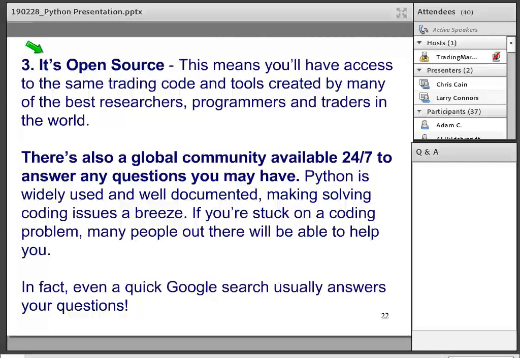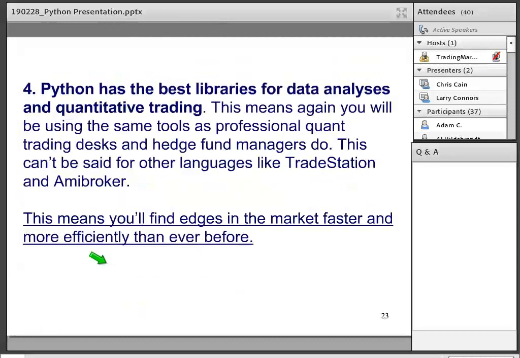This means you'll have access to the same trading code and tools created by many of the best researchers, programmers, and traders in the world. There's a global community available 24/7 to answer any questions you may have. So Python is widely used, it's well documented, it makes solving coding issues a breeze. So if you're stuck on a coding problem, there are many people out there to be able to help you. And in fact, you can even do a quick Google search, and usually you'll get your answer right there in Google.